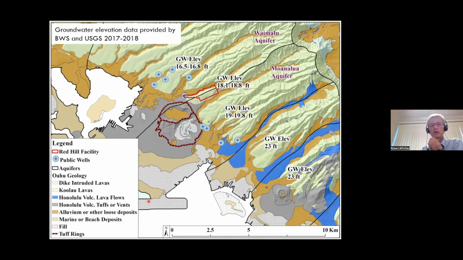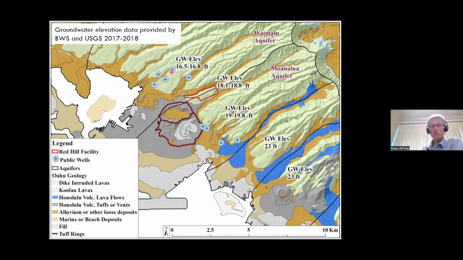So looking at a geologic map of the area, we have the Red Hill facility to the northwest and southeast. We have valleys which are filled with alluvial valley fill and underlying saprolite, poorly permeable structures.